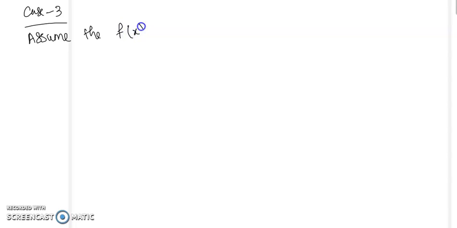So same as we started with the absolute maximum, we can start with the absolute minimum. So using the same result, case 3 will definitely hold.